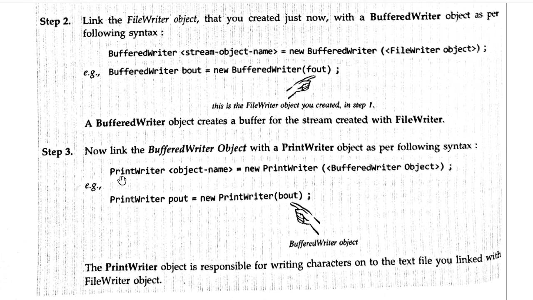And at last we have to create an object of PrintWriter. PrintWriter object name pout equal to new PrintWriter. Here we have to pass the object of BufferedWriter. So this PrintWriter object is responsible for writing characters to the text file you linked with the FileWriter object. That means this PrintWriter object will send the output to the output buffer, and from the output buffer it will go to the output file.